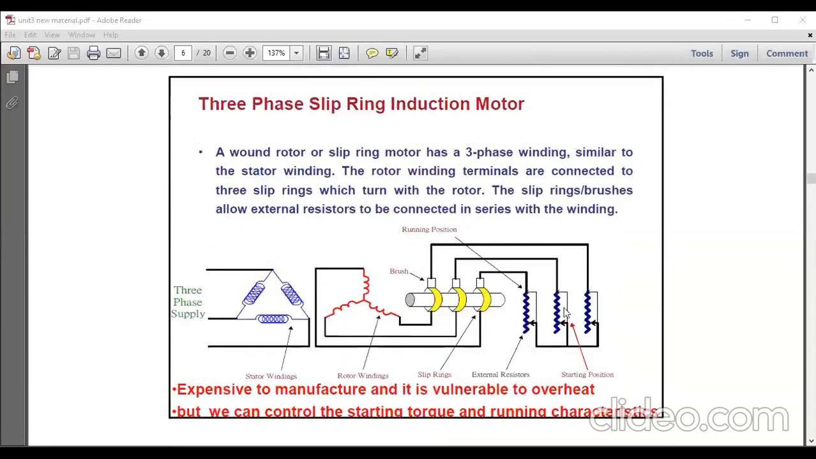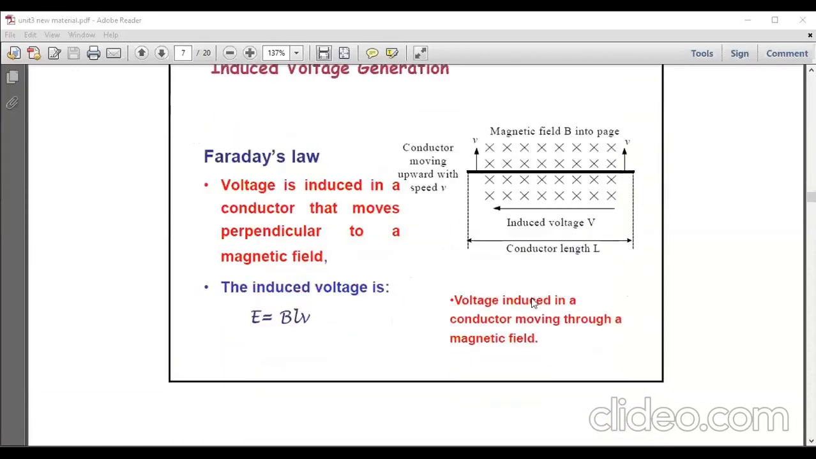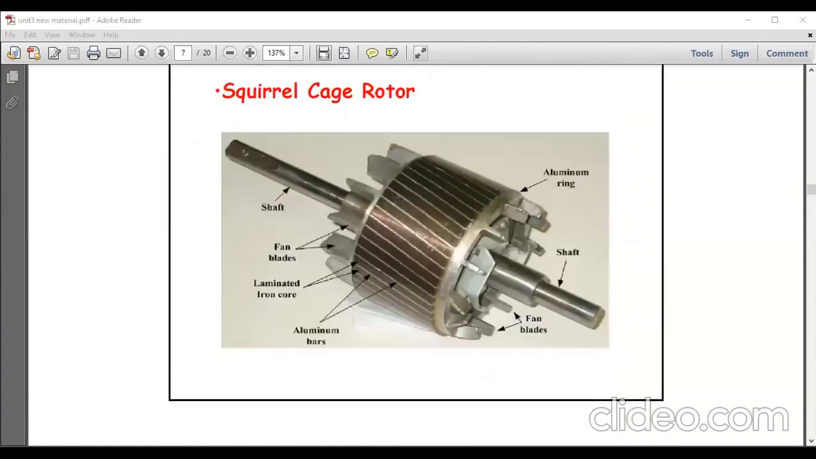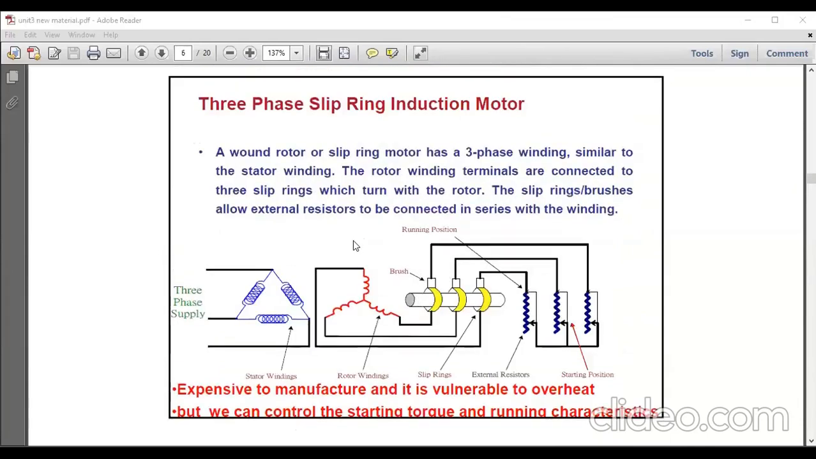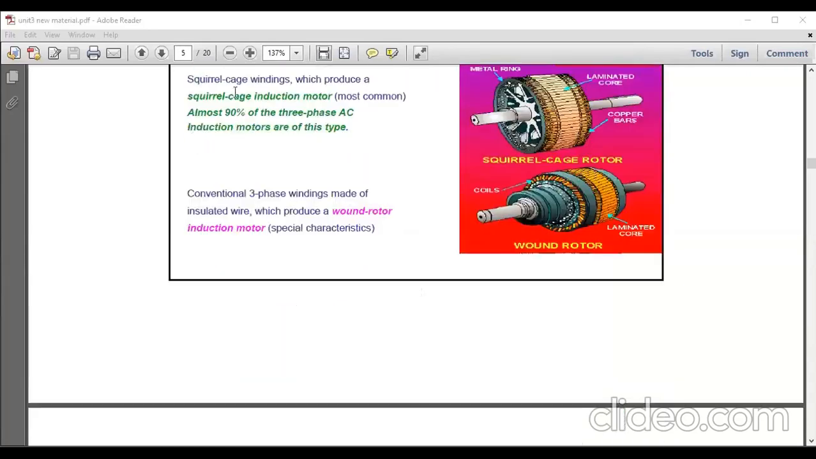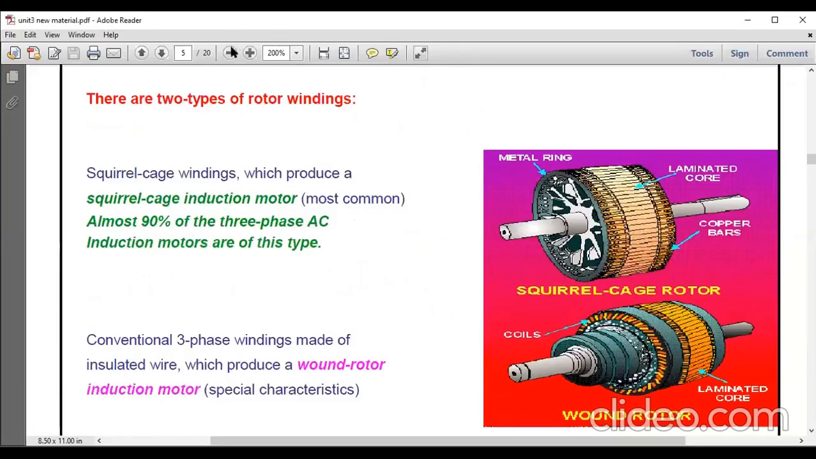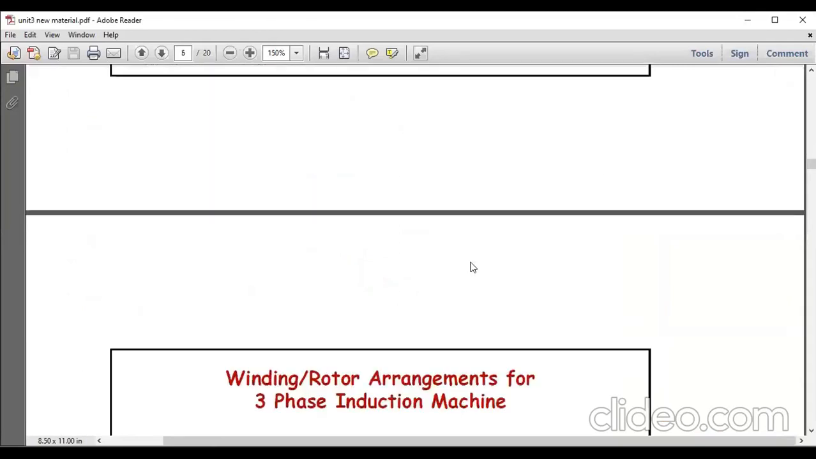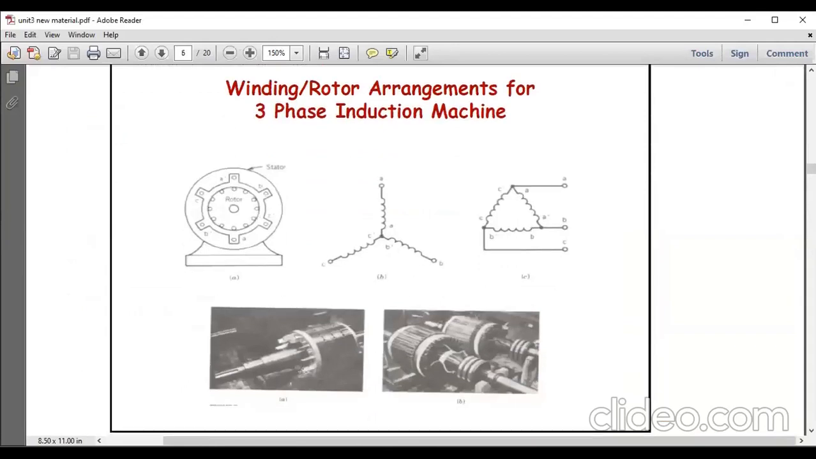Let us see one more presentation. This I have gone through on the internet, a very nice presentation. So this is a squirrel cage rotor, and a 3-phase slip ring induction motor. Let us start from here. I hope you could see the screen. This is the winding or rotor arrangement for the 3-phase induction machine. This is a squirrel cage type, and this is the slip ring induction rotor.